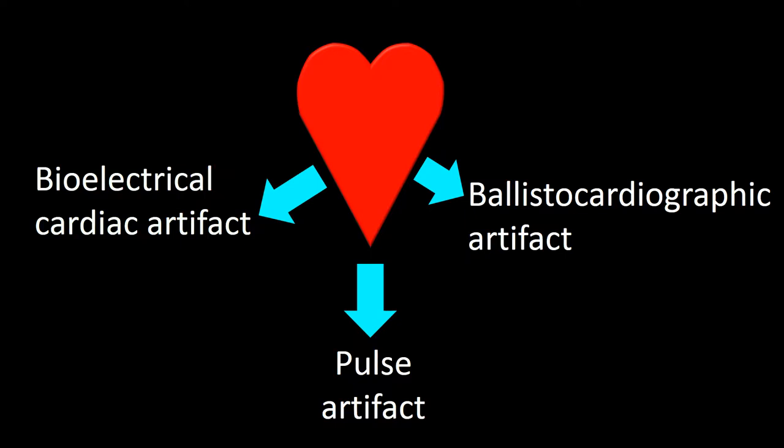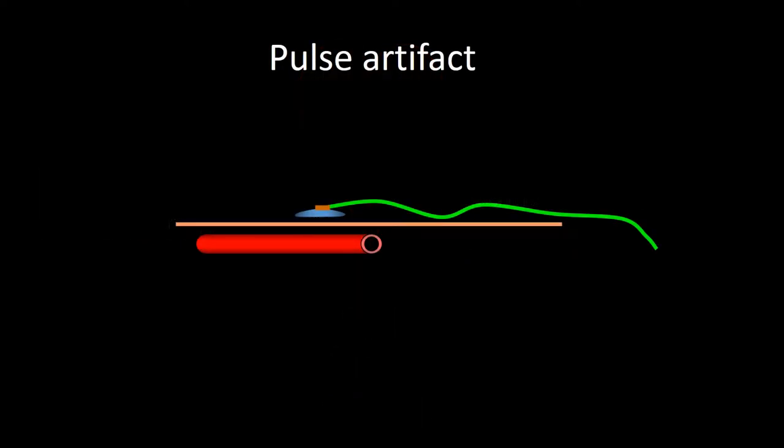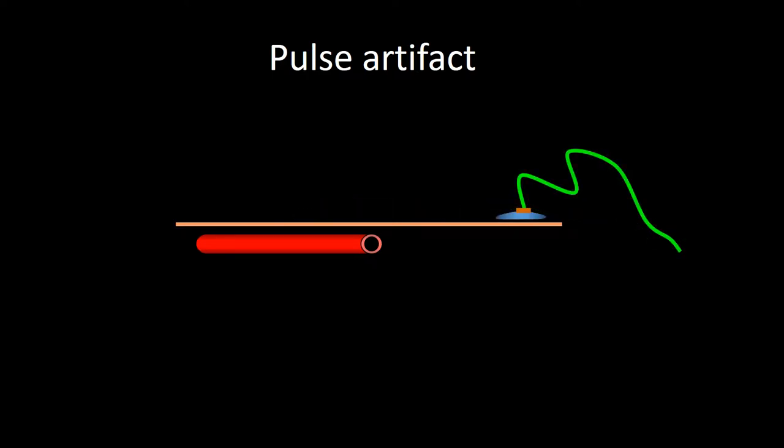In addition to bioelectrical cardiac artifacts, the heart also produces pulse artifacts. Pulse artifacts occur when an electrode is placed over the surface of an artery. They are more prominent when the electrode is loosely applied to the scalp. The way to resolve the presence of pulse artifact is by removing the electrode from the top of the artery to a place with no pulse.